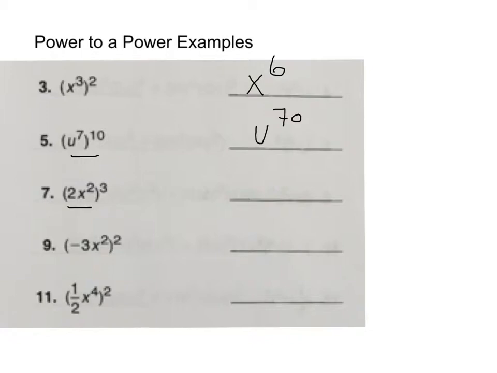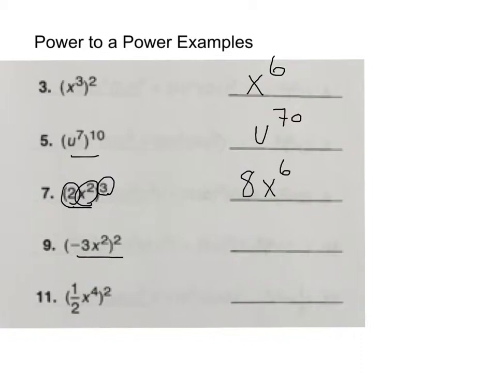Okay? You don't just do the x squared to the third. You also have to take the 2 and raise it to the third. So you ask yourself, what's 2 raised to the third power? It's 2 times 2 times 2. So what would that be? 8, good, 8. And then you got x squared cubed, which would be x to the 6th, good.